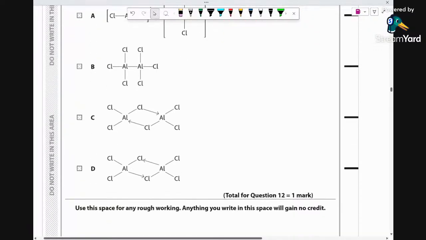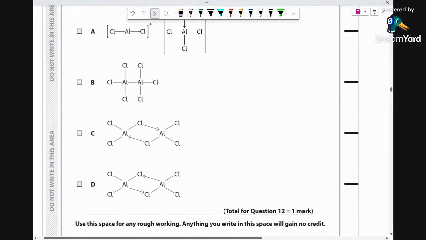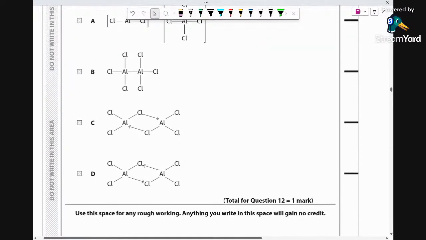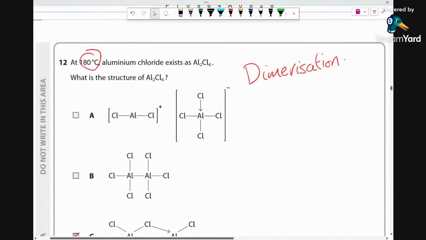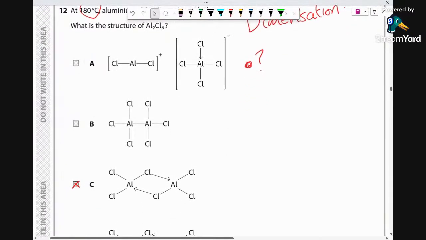And the dimer looks like this. I need to be careful to get the direction of the arrows correct. And the answer is C. Now, some students will say, Mr. Duncan, why doesn't it exist as A? And the reason why it doesn't is because the melting point would be way higher than expected, because it's becoming ionic. Melting point would be in the hundreds, 400, 500 to be ionic. Why does it not do this?